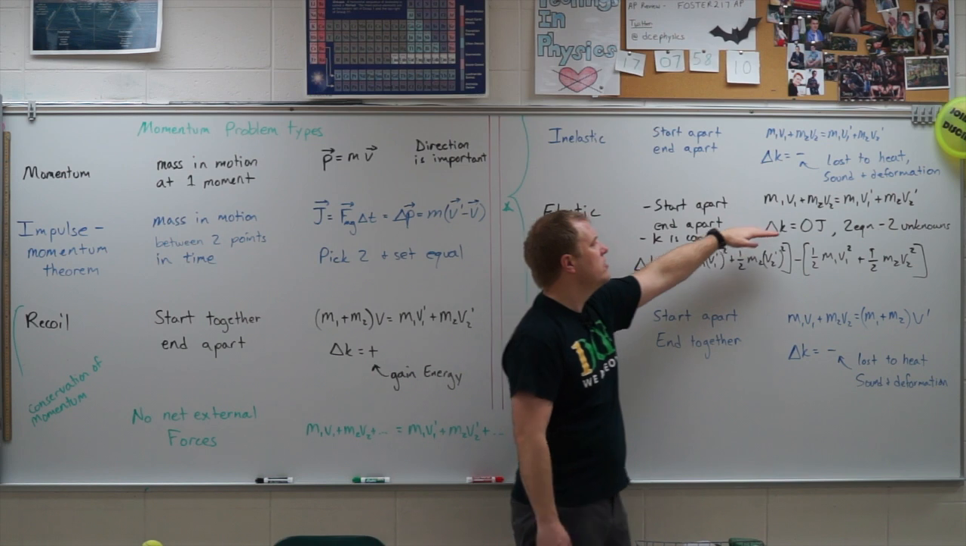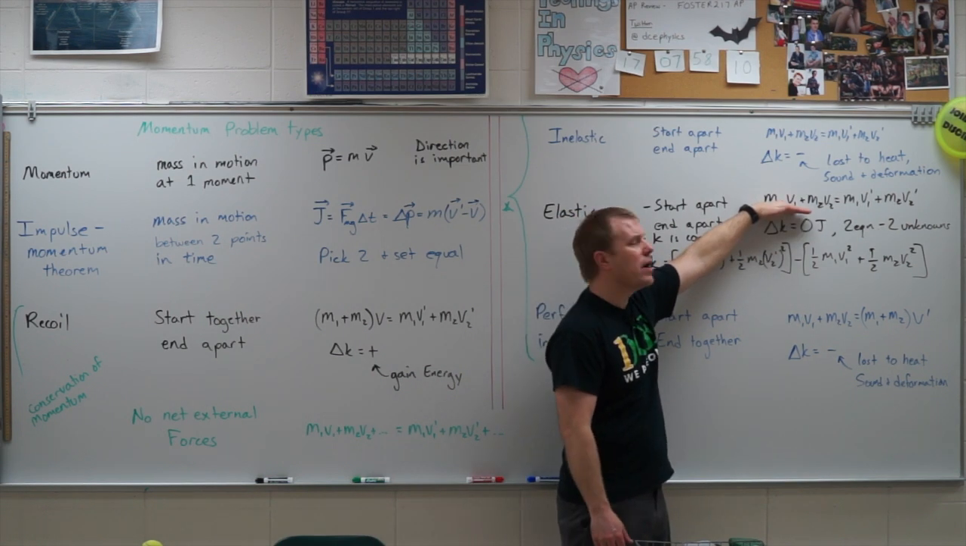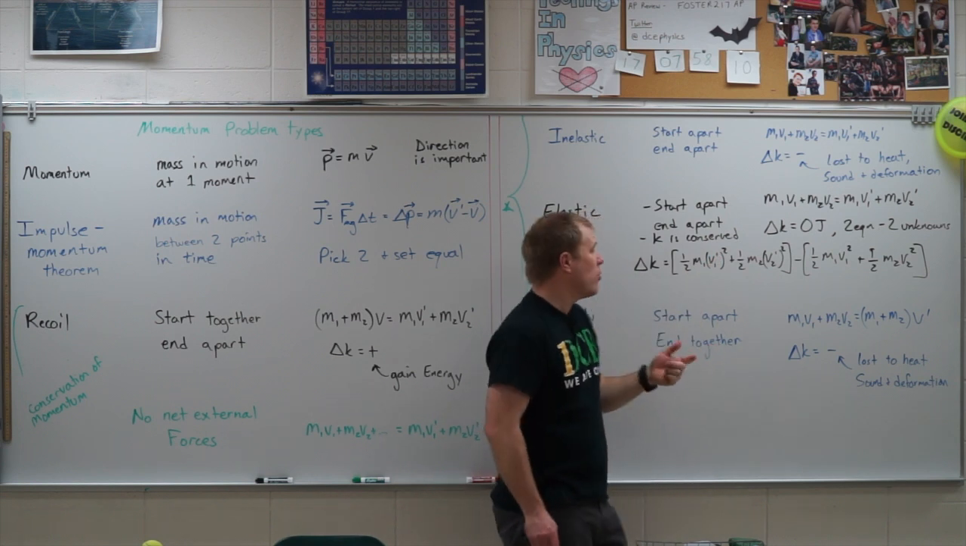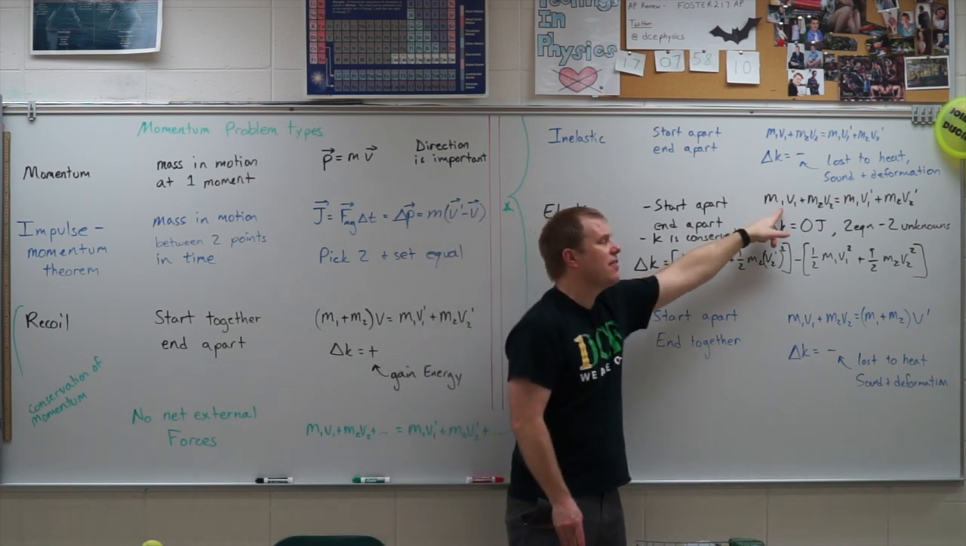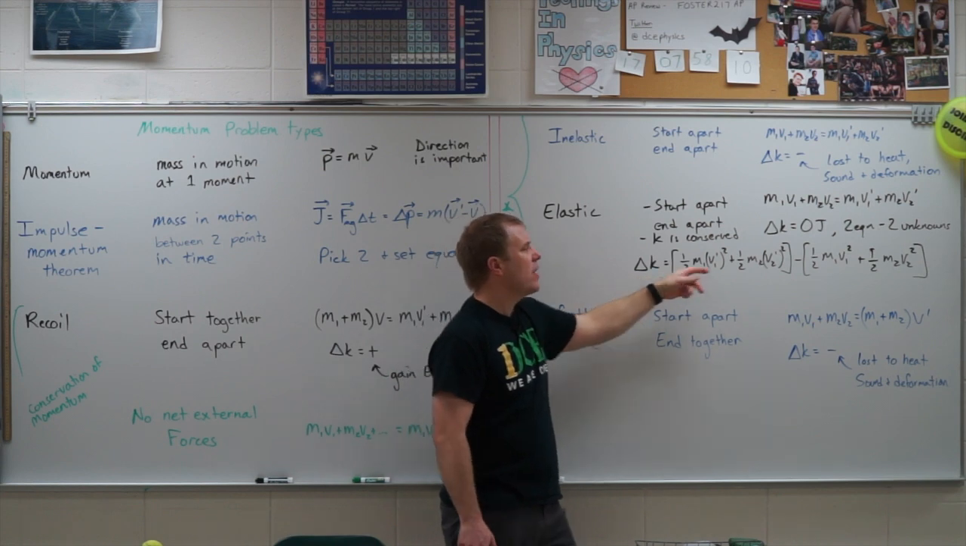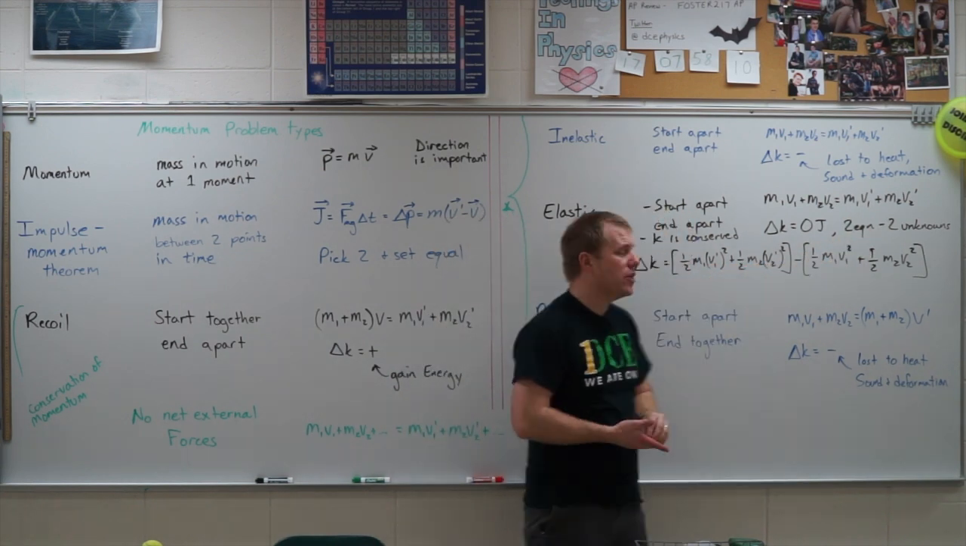In this case, we're going to use that same conservation of momentum equation. There is no change in kinetic energy. What that means for me is that I have 2 equations. I have a conservation of momentum and a conservation of kinetic energy. So I can have 2 equations, 2 unknowns.